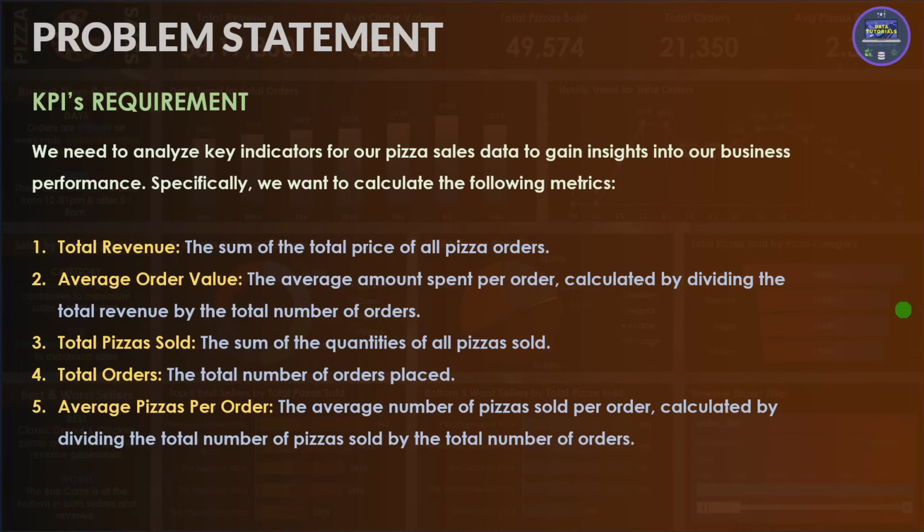So let's say you are ordering pizza. So in one order, if you are ordering two pizzas, that is nothing but the average pizzas per order. That is, in one order you are ordering two pizzas, right? So in this way, for this we will be using a calculation, that is the total number of pizzas sold divided by the total number of orders. So very straightforward, we can say, is the problem statement for the KPIs requirement.